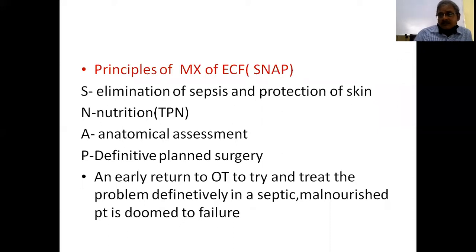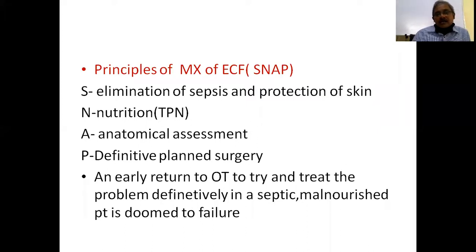Obviously, enteral feeding has its own advantages, but once there is distal obstruction or infection or a high output fistula, it's unlikely that enteral feeding is allowed. Then we have to go for total parenteral nutrition, correction of electrolyte imbalance, correction of dehydration, correction of sepsis, correction of metabolic acidosis or alkalosis.